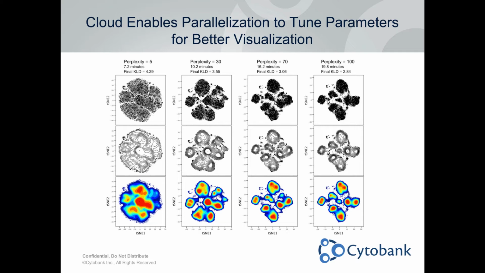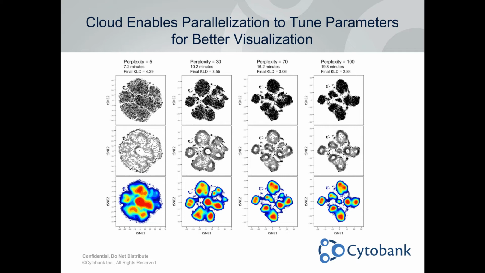And so here are 4 different viSNE runs where the perplexity is one parameter that is being adjusted. So you could simultaneously set up all of these runs and then evaluate what is the appropriate setting for your particular data structure.